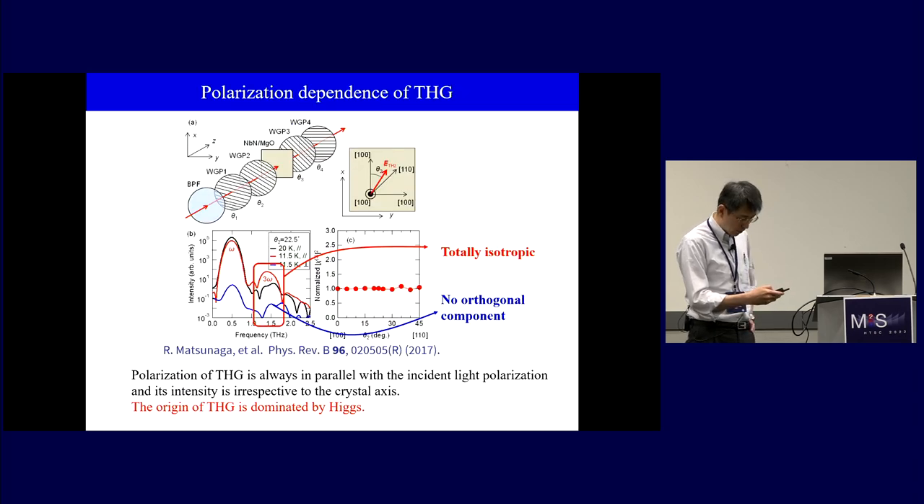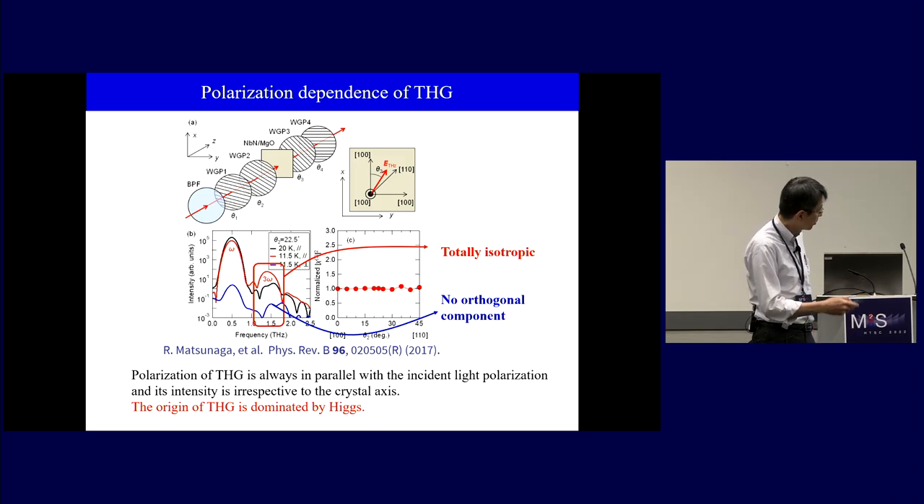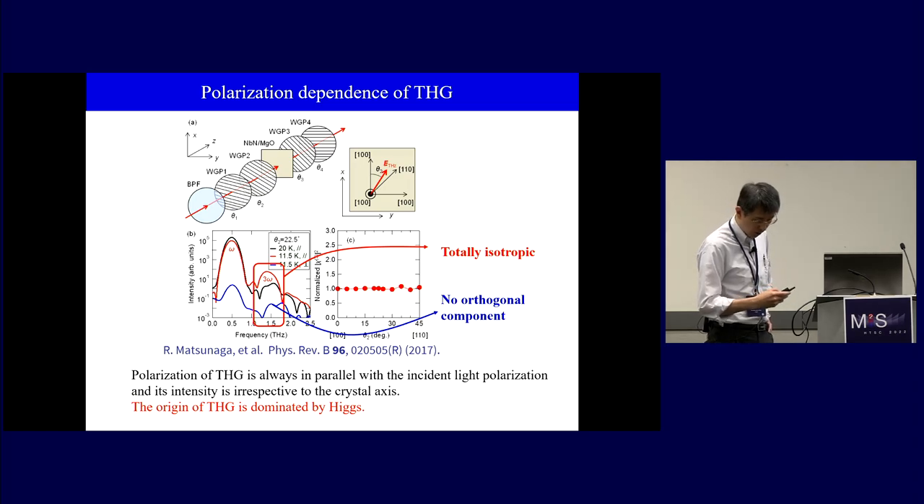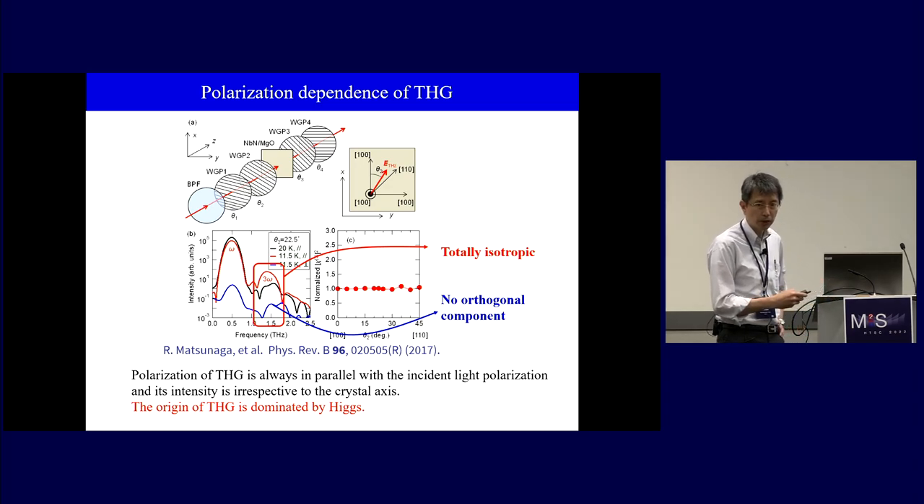So we tried to check how large the quasi particle and the Higgs contributions are to this third harmonic generation. To do that, we measured the polarization dependence. This red curve is the parallel polarization of the incident and the output THG. But in the orthogonal component, we don't see any signal in the THG component. This contradicts the quasi particle case. And this third harmonic is totally isotropic in the case of niobium nitride.